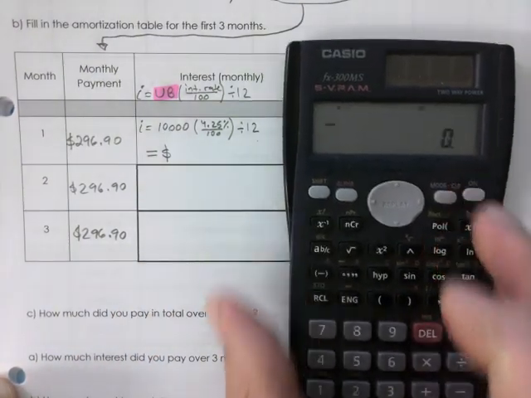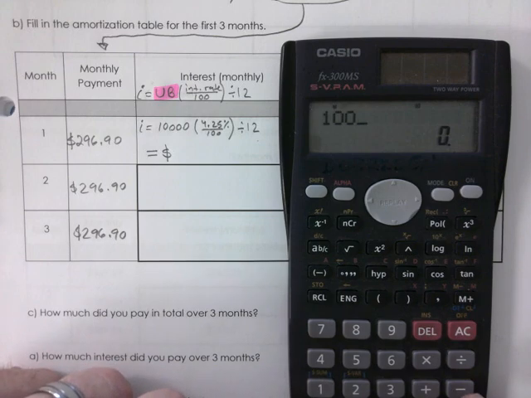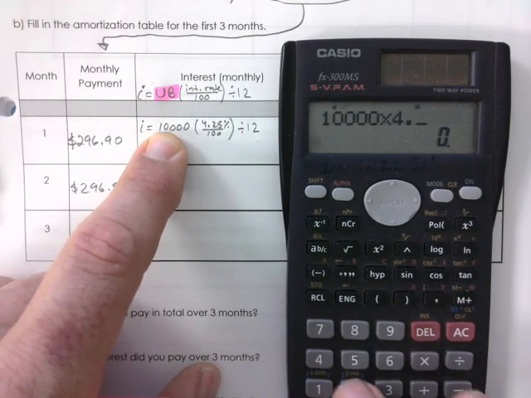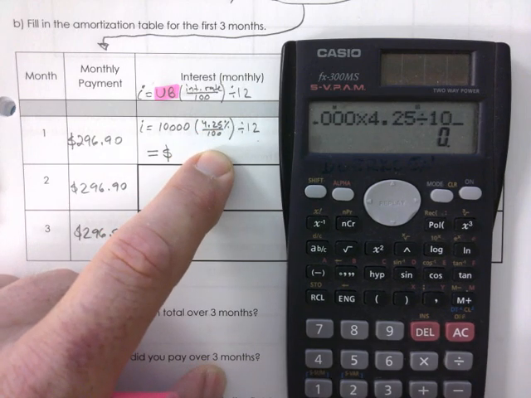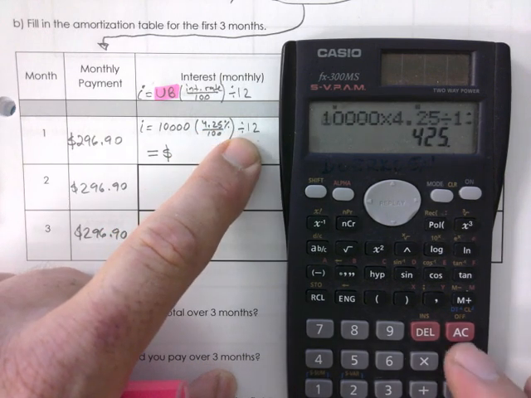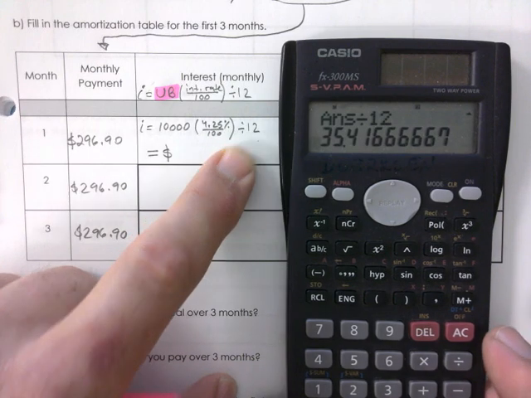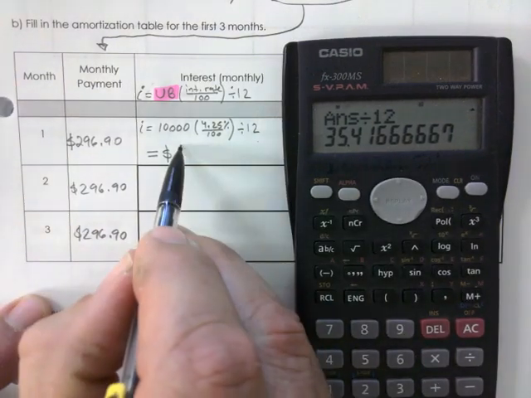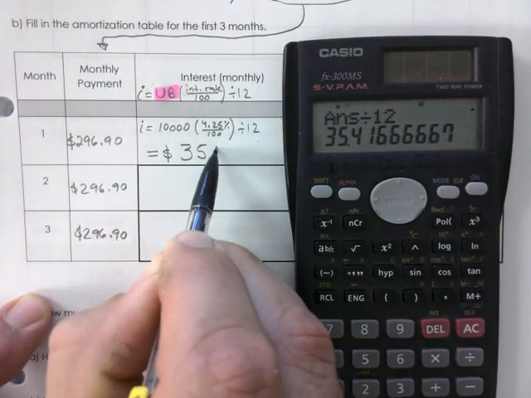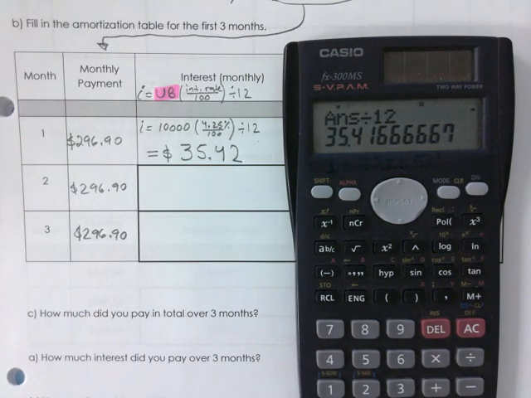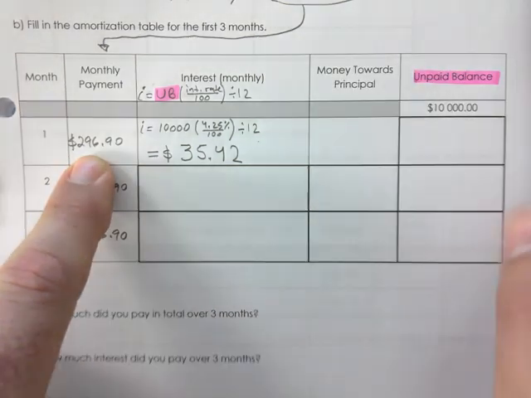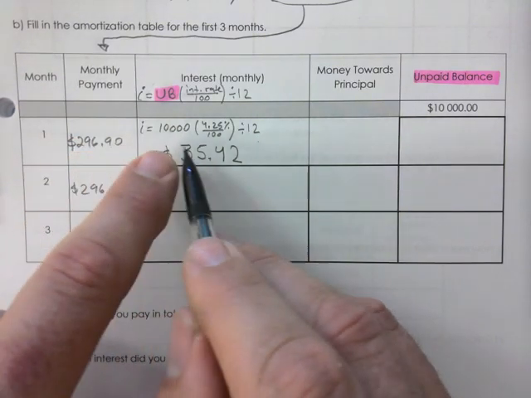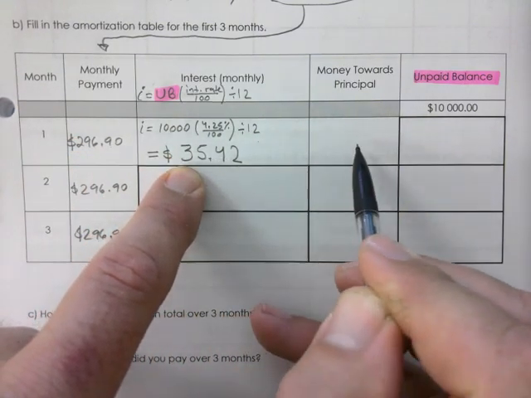Grab your calculator. I'll show you exactly how I typed this in. 10,000 times 4.25 divided by 100, and then that divided by 12. So you got to round correctly, 35.42. Nice and big. So the first payment, your bank will take 35.42, thank you very much, in their pocket. And then the rest, so you're going to go this minus that to give you this value right here.